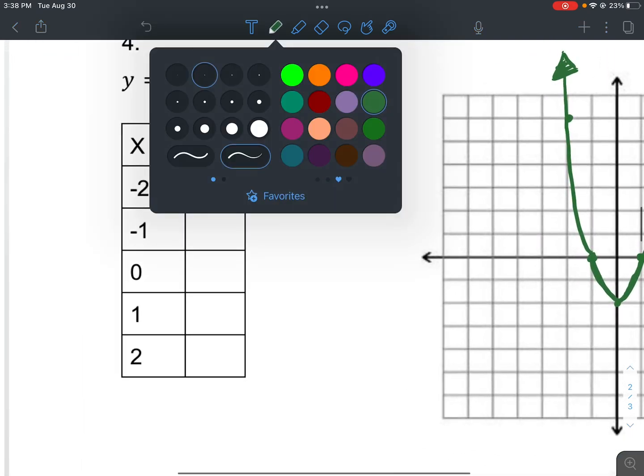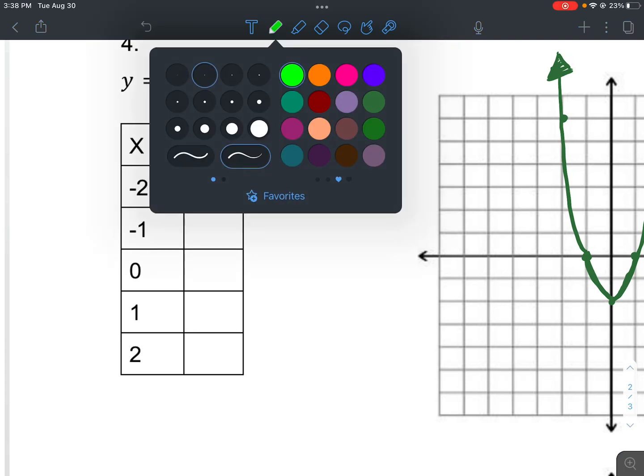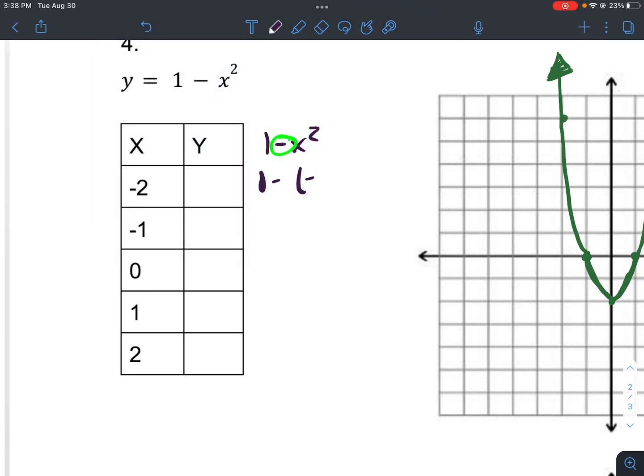Lastly, we got 1 minus x squared. So let's go ahead and just start plugging stuff in. And remember, in this case, that when we have this negative here, that doesn't get inside of what we're squaring. So keep that separate. So negative 2 squared, remember, this is 1 minus 4, because this here is equal to 4. And then it's negative 3.